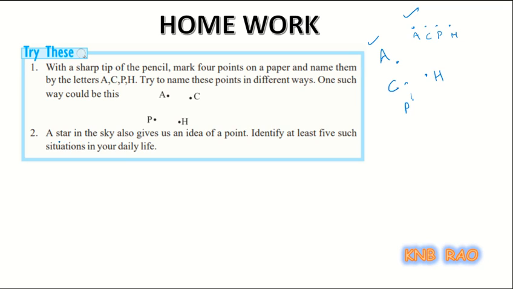Next, in question number 2, a star in the sky also gives us an idea of a point. So this is one situation to say points. Identify at least 5 such situations in your daily life where you can say that they look like points.